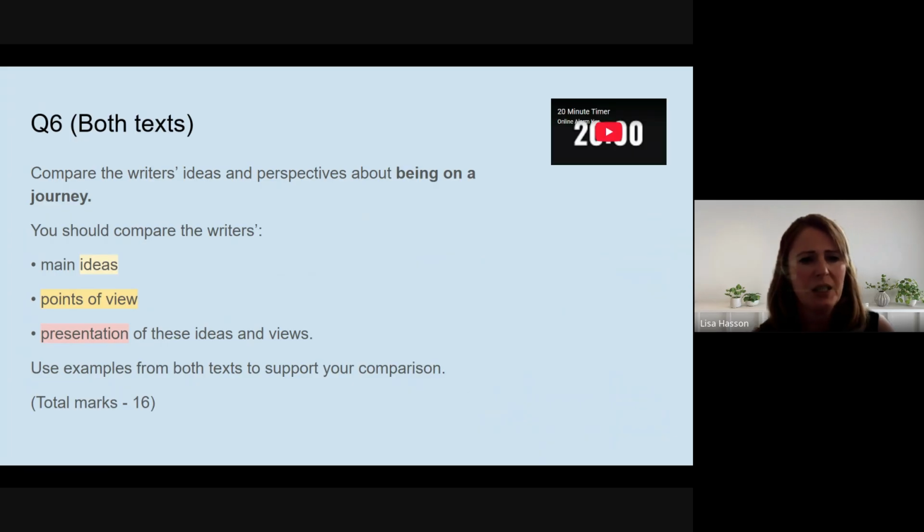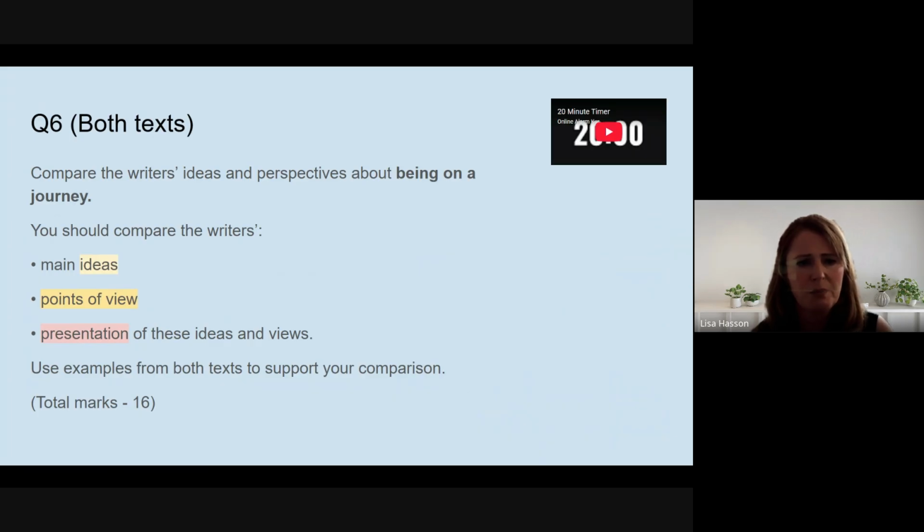This question has a lot of similarities to the one you're going to get in the real thing, because the only thing that's going to change when you sit it on the 5th of June, or whenever else you sit it, is the bit that's in bold, being on a journey. Compare the writer's ideas and perspectives about being on a journey. So that's going to be your focus for this question. The rest of it is going to be exactly the same.